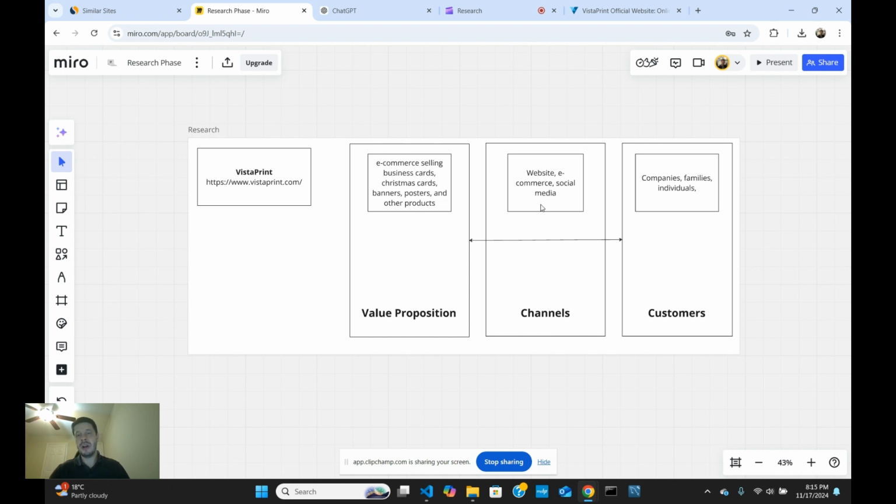And of course, then you ask, okay, so what is the channel? In other words, how do these customers know that this company even exists? And that's what we call the channel. It's the connector across those. And definitely the website, which is also an e-commerce, but I'm betting here that they also have social media.